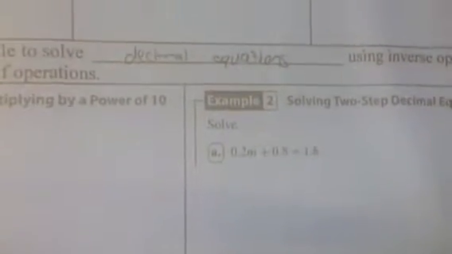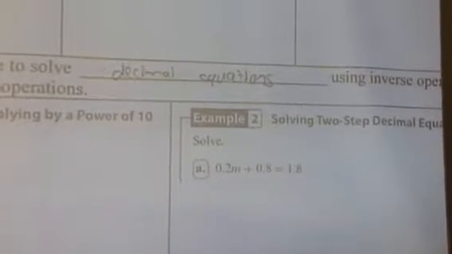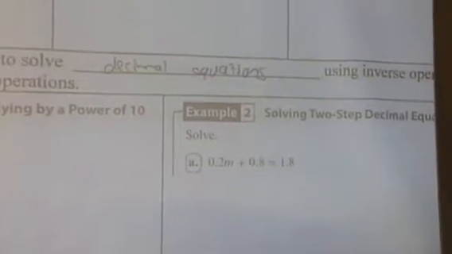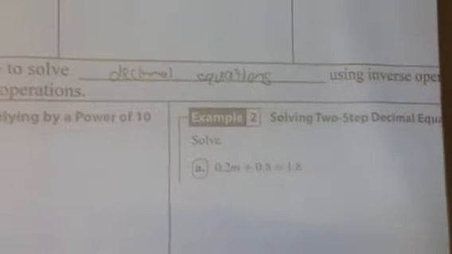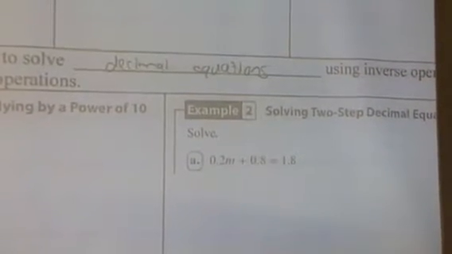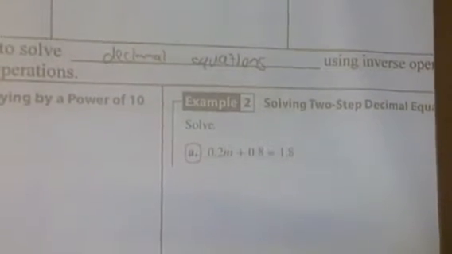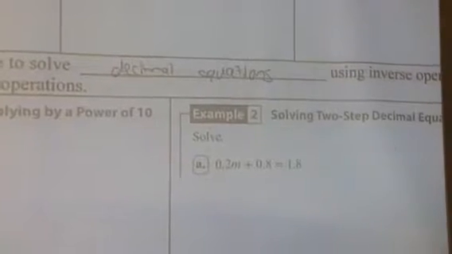Alright, we're on lesson 24. Our objective says I will be able to solve decimal equations using inverse operations and the inverse order of operations. So yesterday we talked about the inverse order of operations. We're basically using the same thing, only this time we are including decimals.